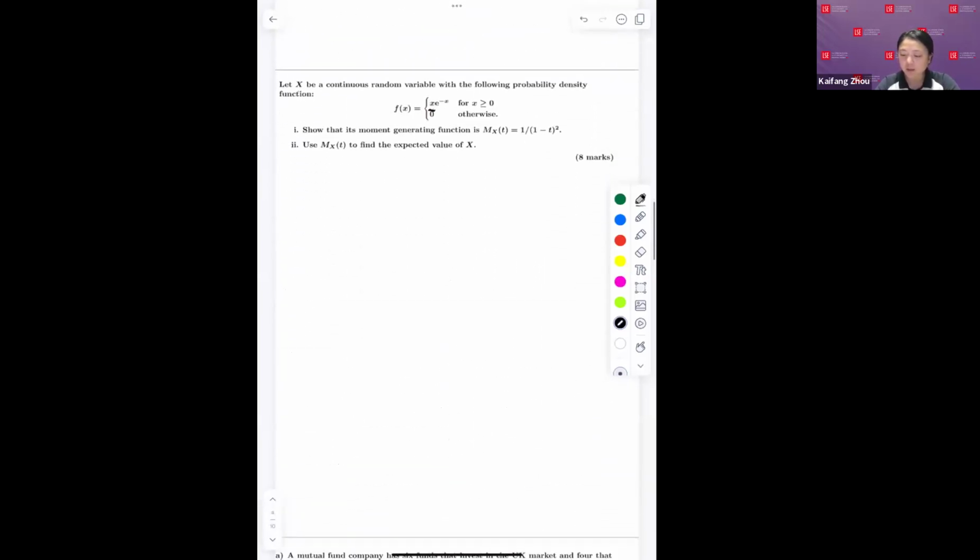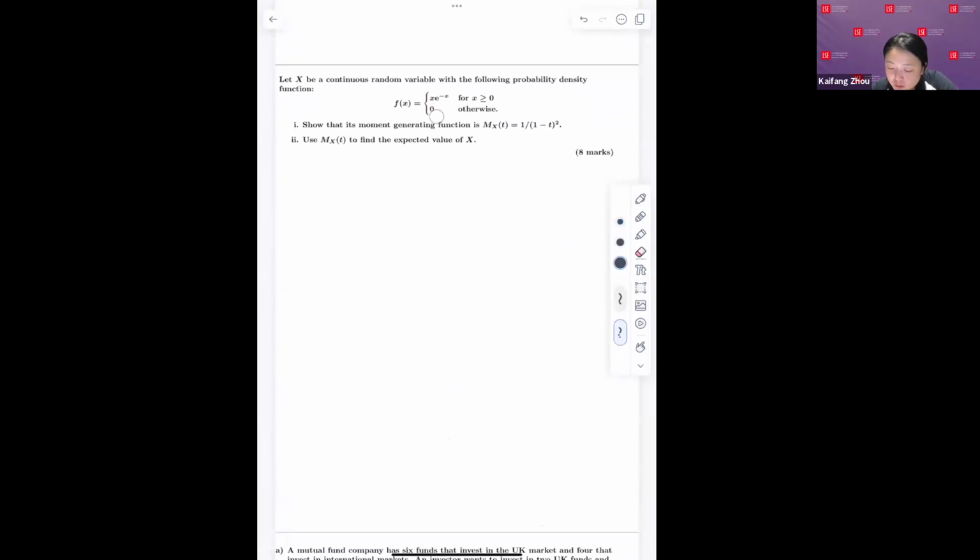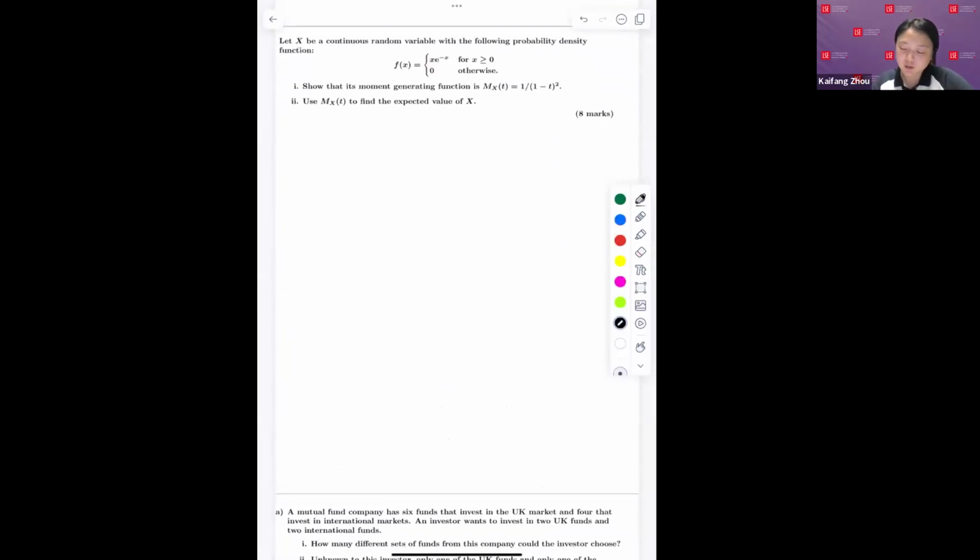All right, let's look at this question. This is again a very classic exam style question. In your exam, we will probably give you a probability distribution that you haven't seen before, and ask you to derive the moment generating function. Let's see how we can do it.